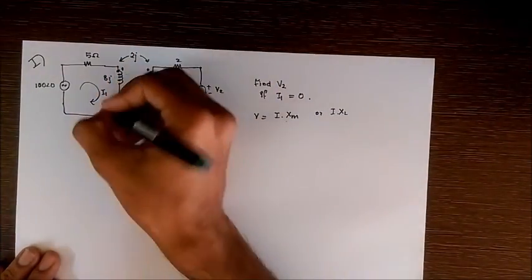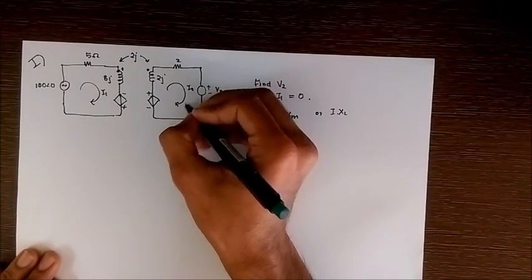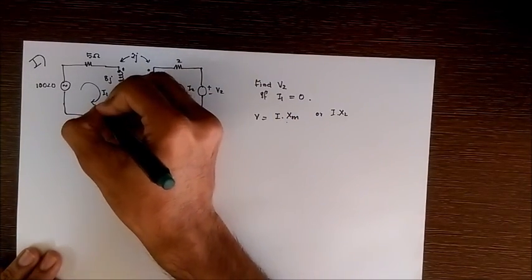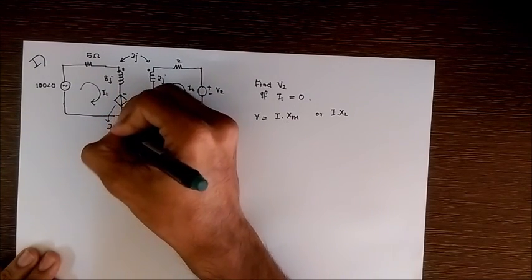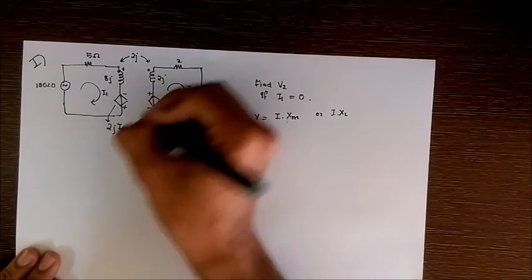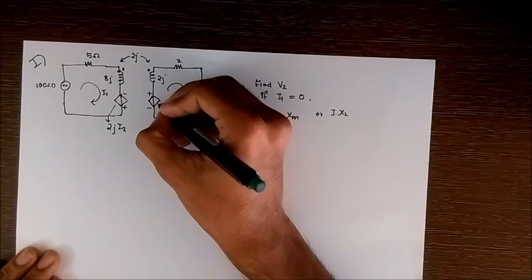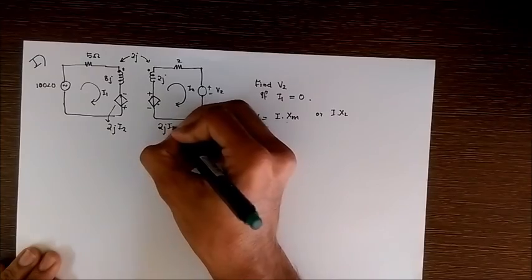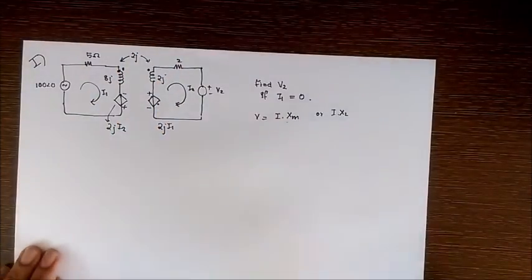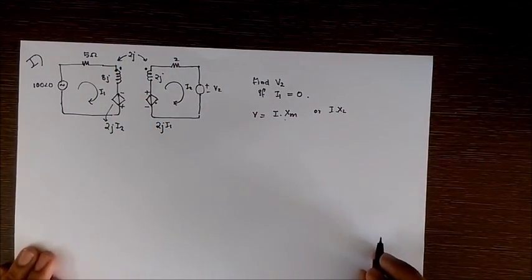Xm is directly given as 2J, and the current that causes it is I2 in the first loop. So here the value is 2J I2, and similarly the value of this voltage is 2J into I1, as I1 caused this voltage. Now we have this circuit.